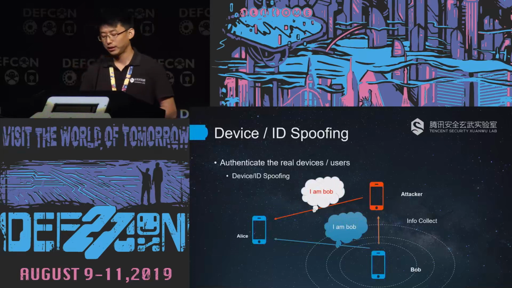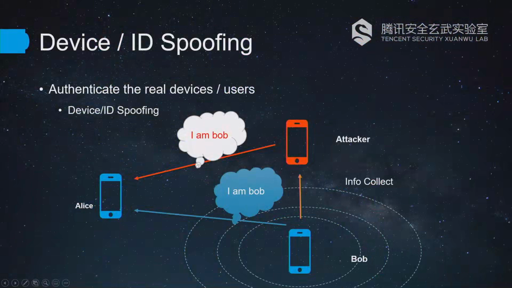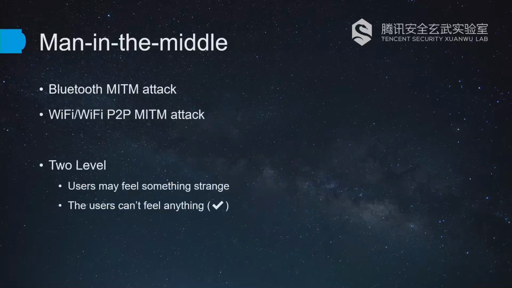Next, device and ID spoofing. Many apps fail to authenticate the real device or users. For example, when Alice wants to send Bob a file, the attacker can collect all of Bob's advertised information and advertise themselves to create a fake Bob. In this case, many apps fail to distinguish between the fake and the real Bob. We call it device and ID spoofing.